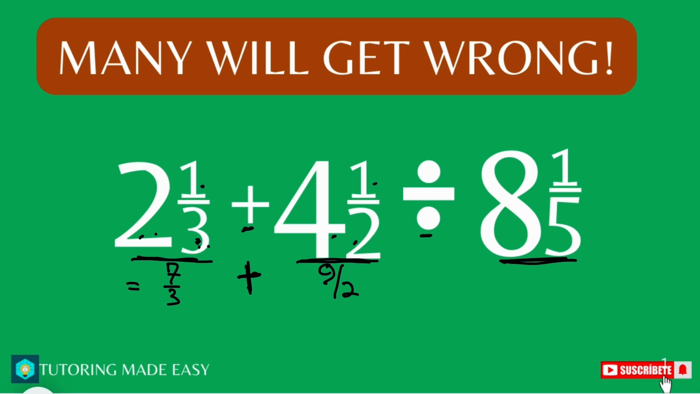Now, the next thing is to repeat our sign here, bring our division sign here. And then we take this denominator, multiply by the whole number, we get 40. And then we add it to the numerator, we get 41 over 5, like this.